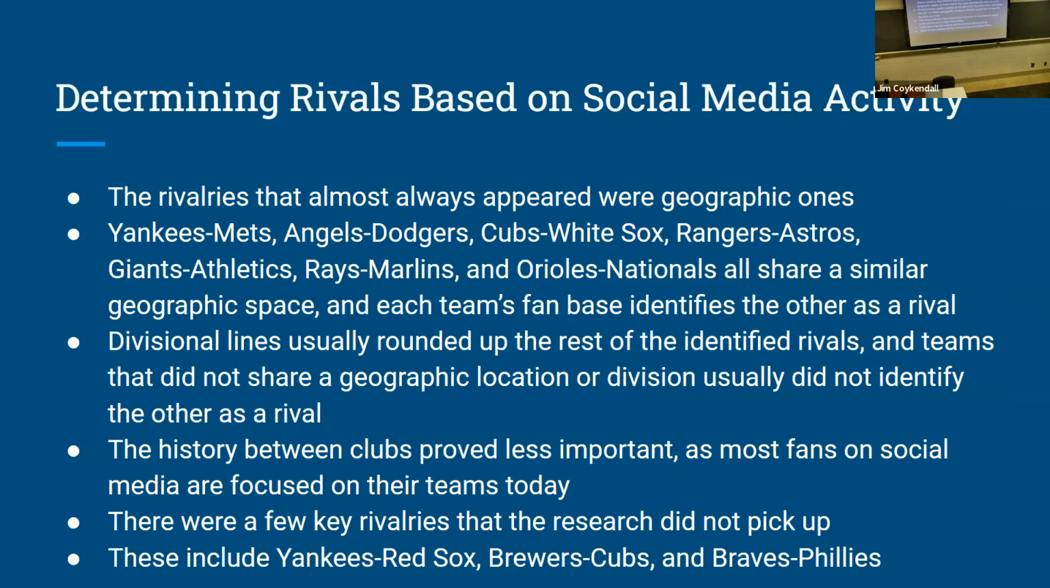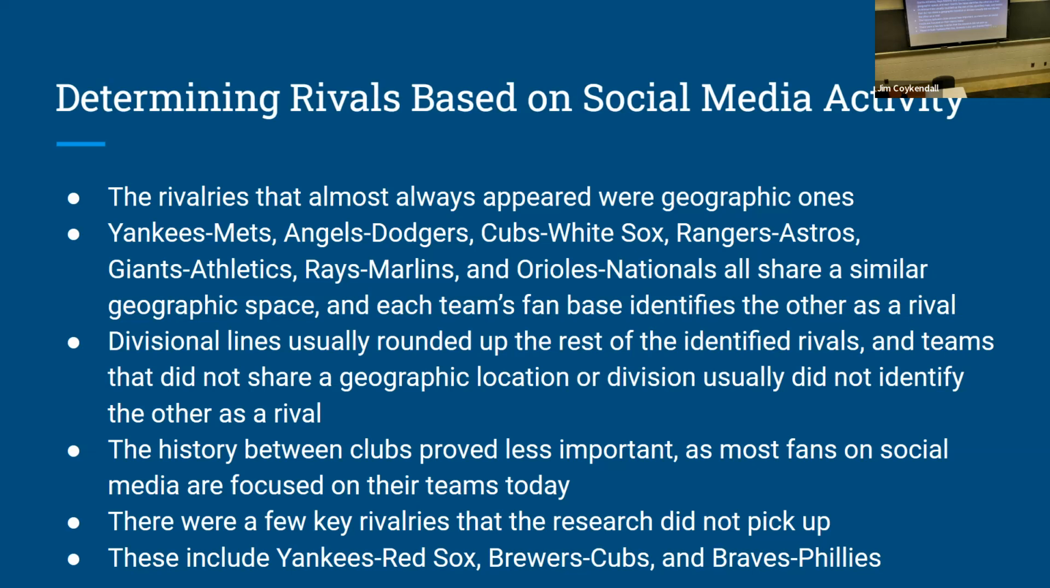So as I was talking about earlier, the rivals that almost always appear were the geographic ones. The Yankees and the Mets share New York. The Angels and the Dodgers share Los Angeles. The Cubs and the White Sox, they share Chicago. Rangers Astros are in the state of Texas. Giants Athletics are in the Bay Area of California. Orioles Nationals are up near DC. Rays Marlins share the state of Florida. They all have that similar geographic space, and each team's fan base identified the other as a rival.